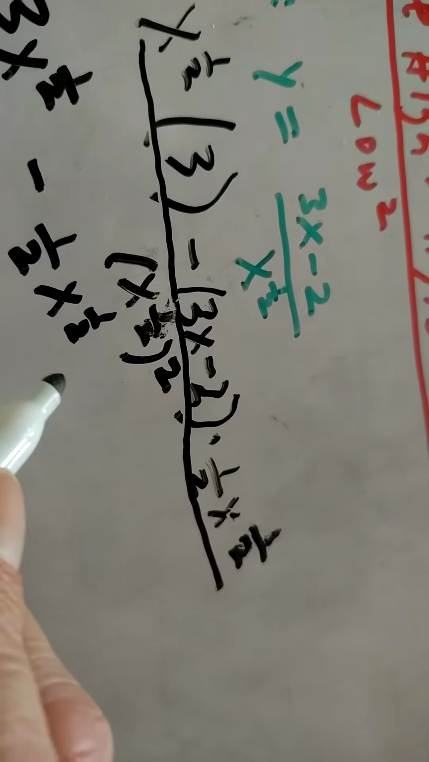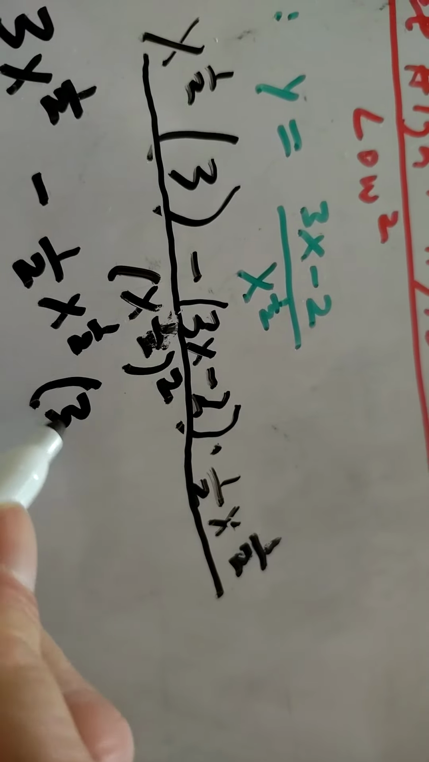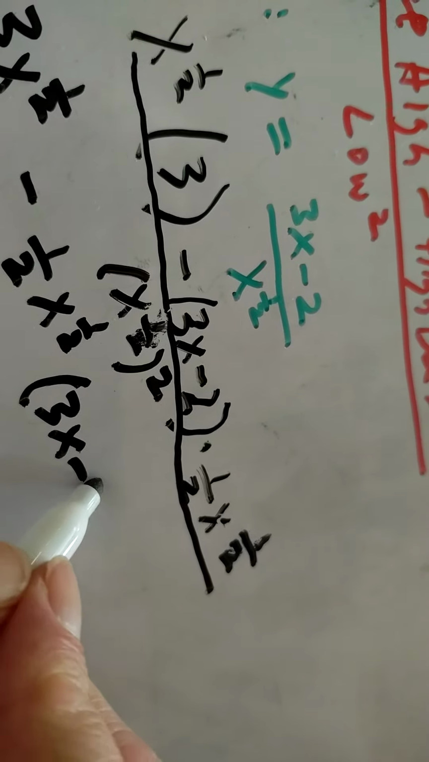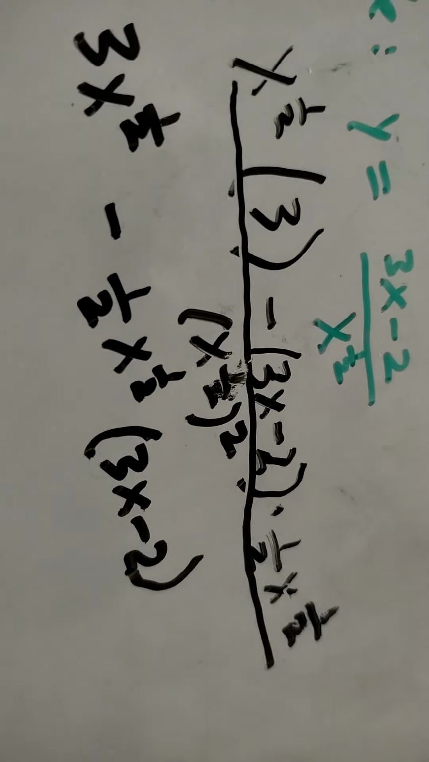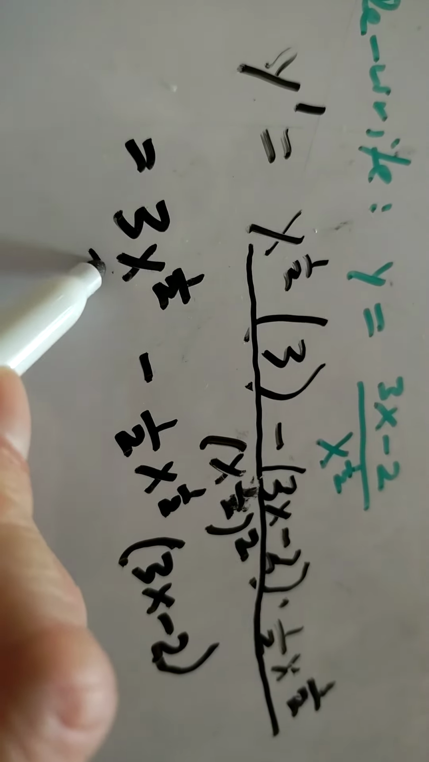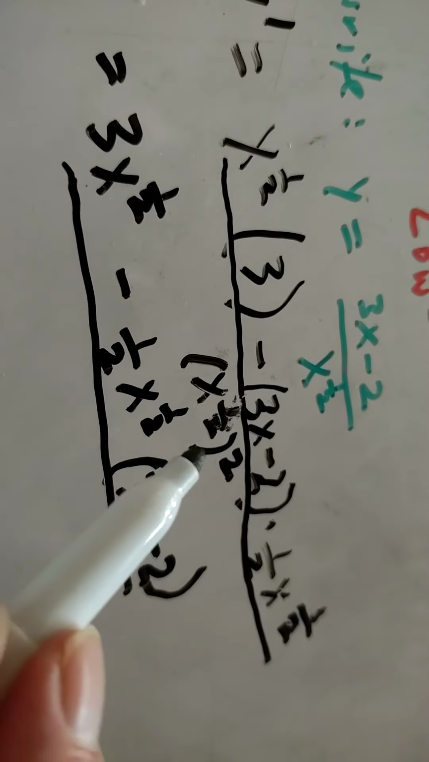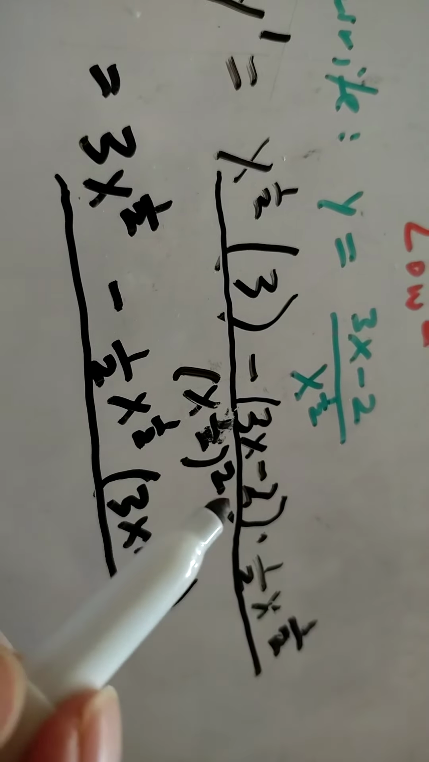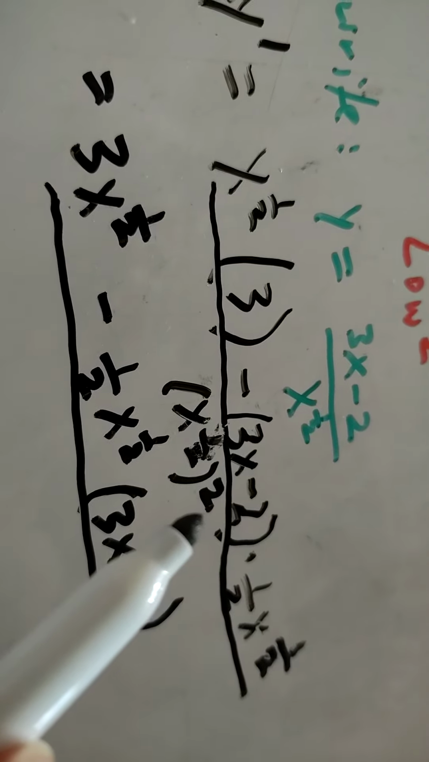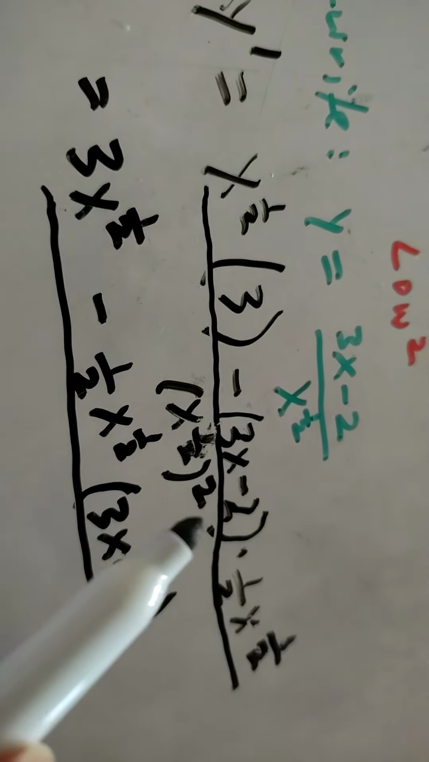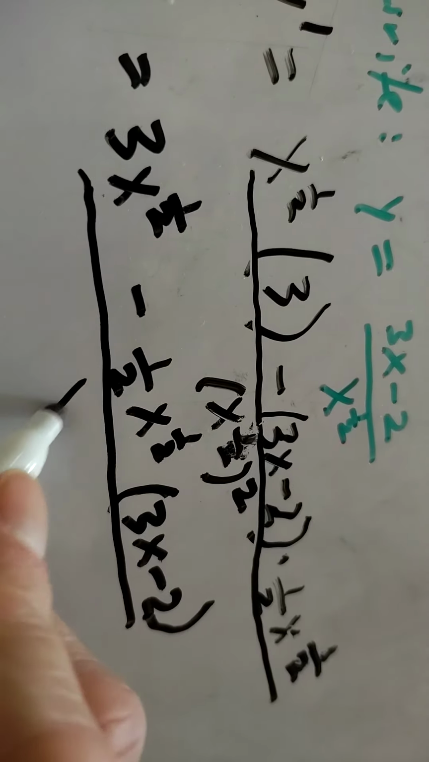And then we got times, in parentheses, the expression 3x minus 2. All expressions go in parentheses. And that's going to be all over. So a power to a power, you multiply. So know those exponent rules. 1/2 times 2 is 1. So x to the first is just x. I'm just going to write all over x.